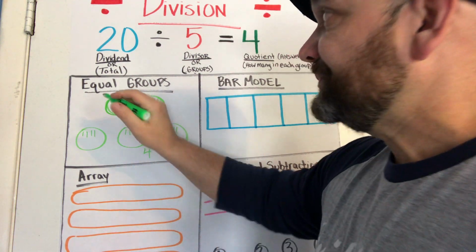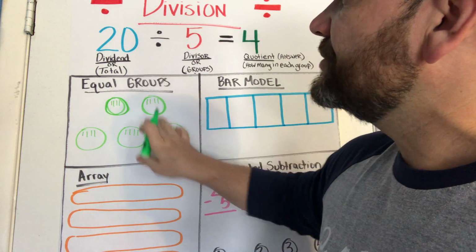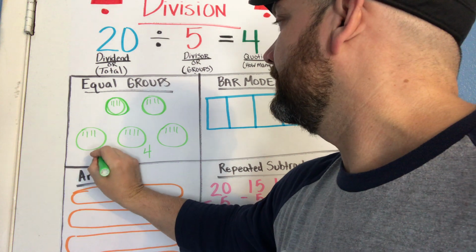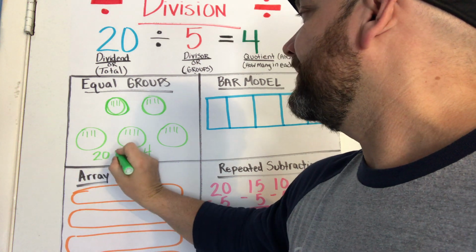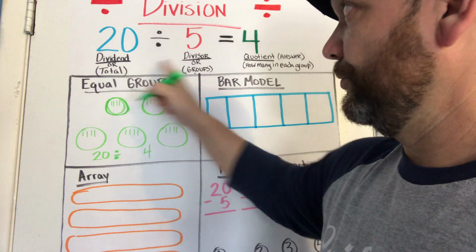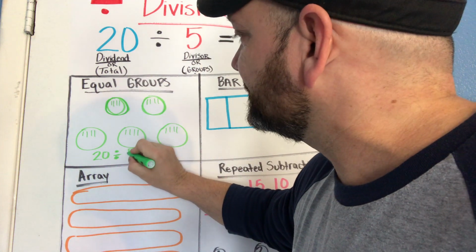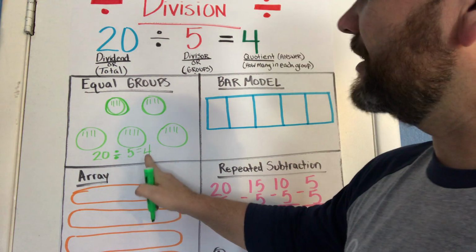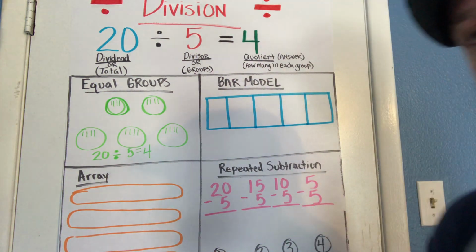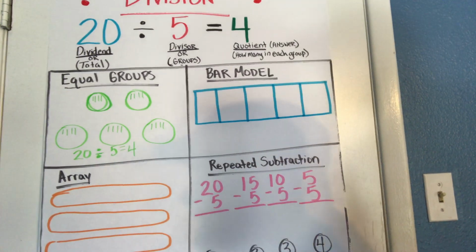Okay, so we can take our total number, which we divvied out, 20. We divided it into 5 groups, and we got a quotient of 4. Okay, I hope that one makes sense. Let's move on to a bar.